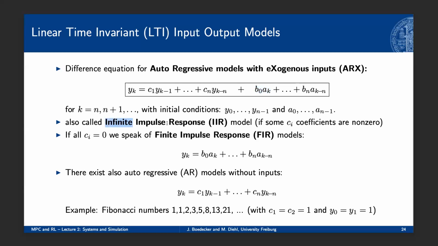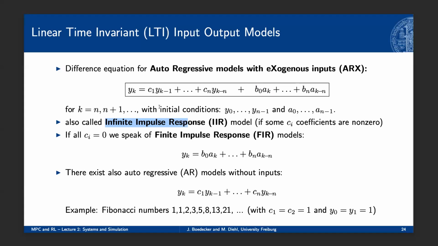Other people call them infinite impulse response models, IIR models. And that's due to the fact that if you make a step in your control, just an impulse, it would take a typically exponential decay for stable systems, but infinitely long after that.